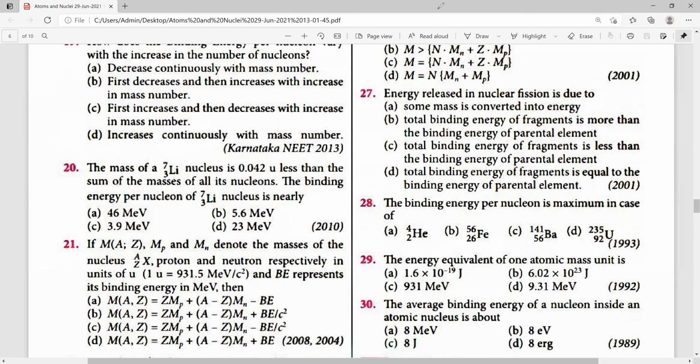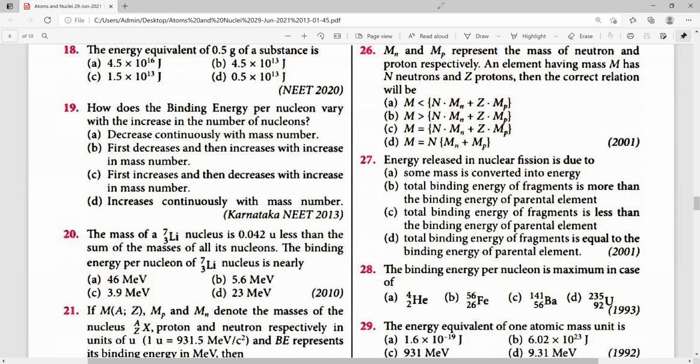Next, 26th one. Mn and Mp represent mass of neutron and proton. An element having mass M and N neutrons, that means proton. The correct relation, how we are going to represent it, they have given for 26th one. A is the right answer.